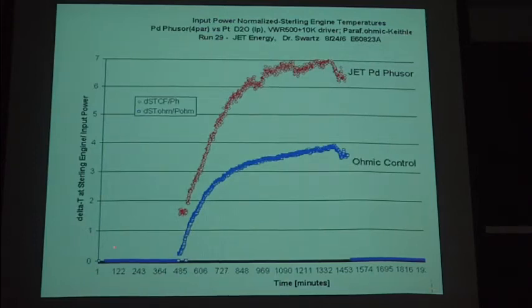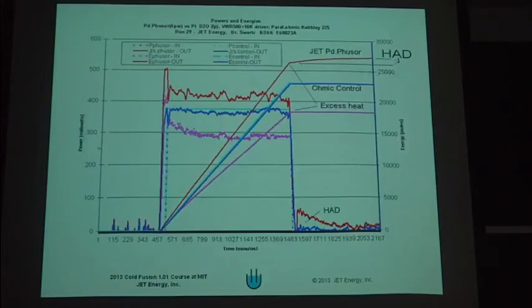So for example, at this run, we're looking at delta T at the Stirling engine. And here we're running from 1 to about 1,800 minutes. And here's our OMA control. This is delta T at the engine. So this is way down the line compared to the core. And we're still getting more out from the fusor compared to the OMA control. Here is our calorimetry at the core.